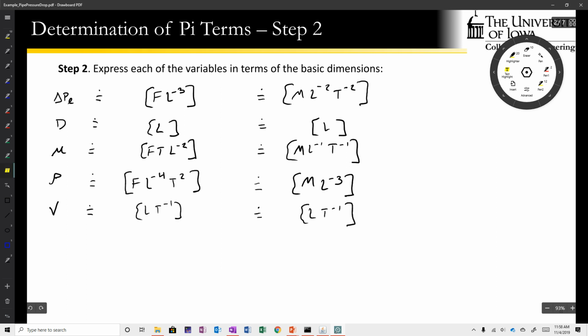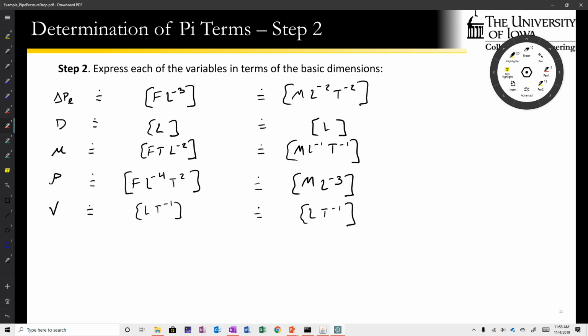So the book doesn't try to steer you really one way or the other. I'm not going to be as diplomatic as the book. I much prefer working in the mass length time system. It makes most variables easier, and it's just familiar. So for examples in this class, we're going to stick with the mass length time, but you won't be penalized if you go with the force length time out of preference.